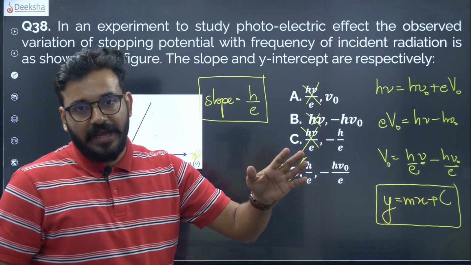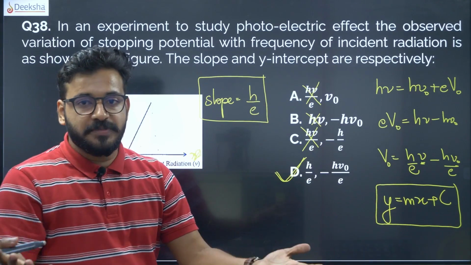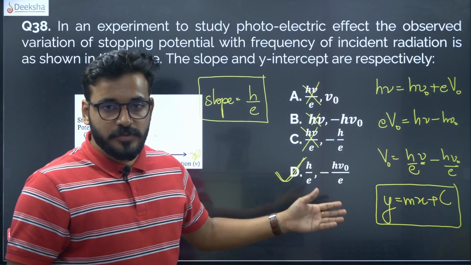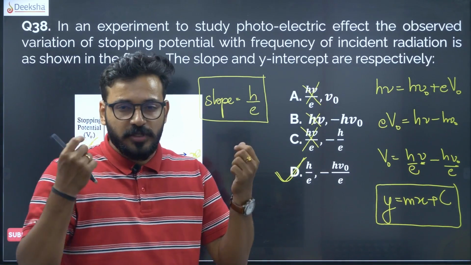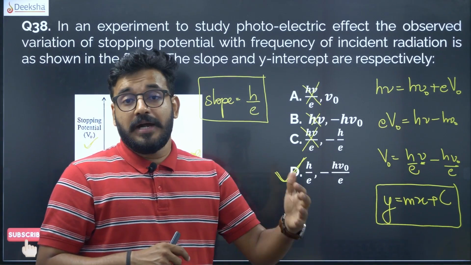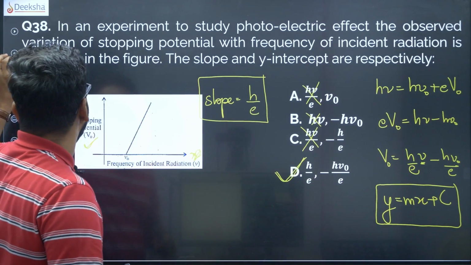Otherwise, if you have the idea that the slope is fixed, you can eliminate all these three options. The only option remaining is option D, which you can go for. You needn't even worry about the slope because you have only one option that is correct. So use these small techniques, tips and tricks, and go ahead with the solving very quickly, so that you can look at other options or questions as well.